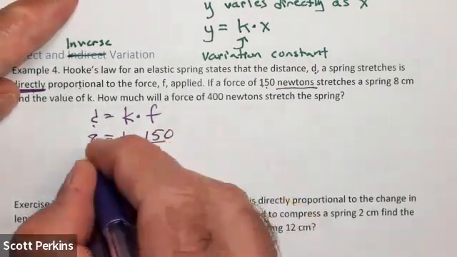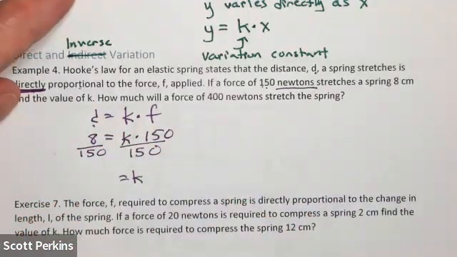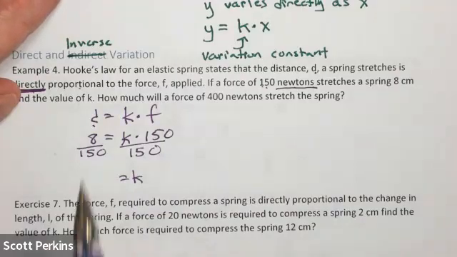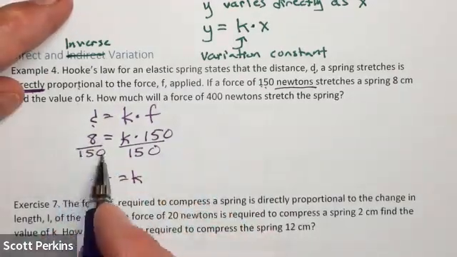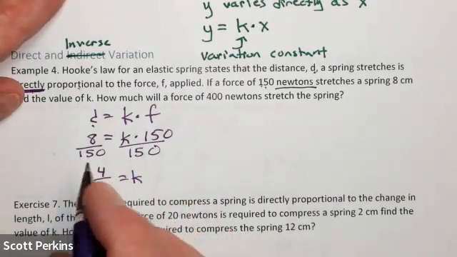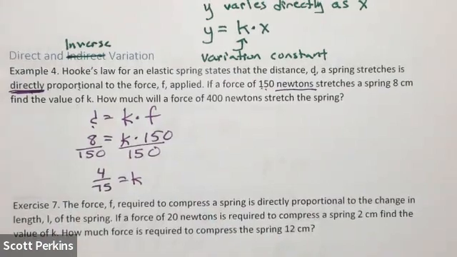Not a whole lot to solve here. And I've got K is equal to, I can reduce that. It looks like 2 is going to go into 8 4 times. 2 is going to go into 150 75 times, and that can't be reduced anymore. So there is my value of K, the spring constant.